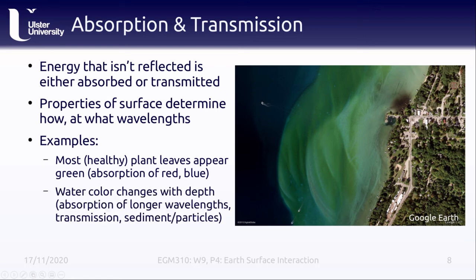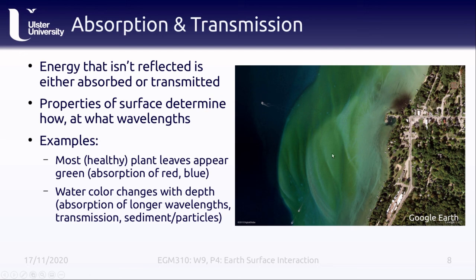We can also see absorption and transmission in action with the color of the water. At the shore of the lake here, water is mostly clear. As the depth increases, though, we see a shift in color to green and then dark blue. Water molecules preferentially absorb longer wavelengths like red light, so the light that gets scattered back towards the sensor is typically at shorter wavelengths. As the water gets deeper, more of the light is absorbed, and so the water appears darker and darker. Less of it is reflected back.